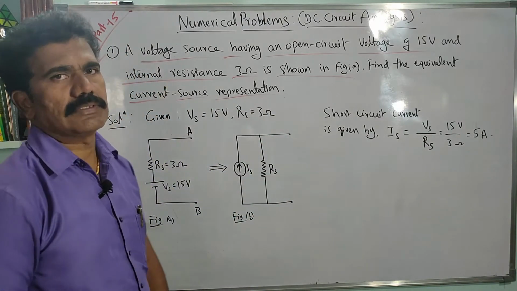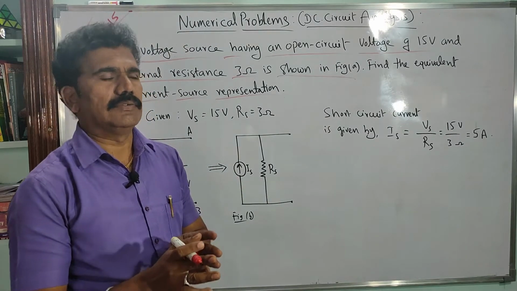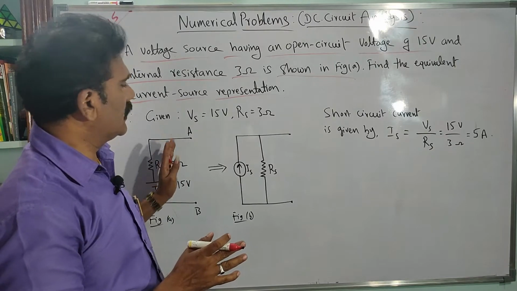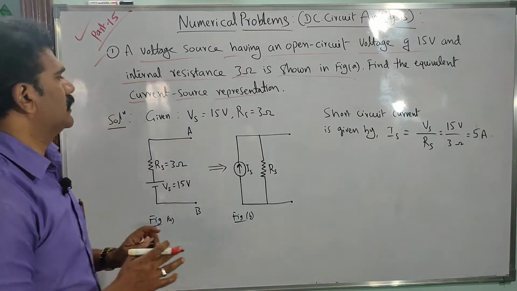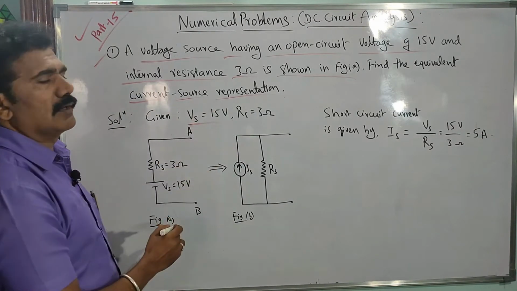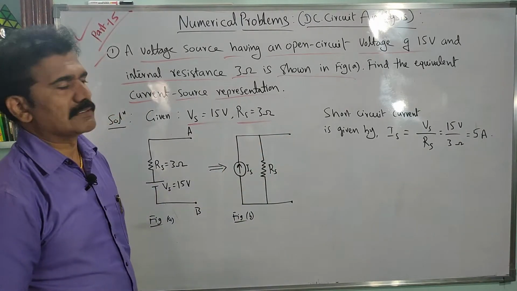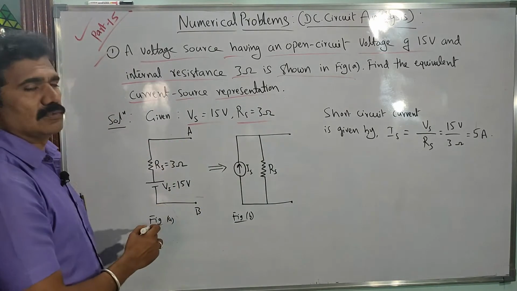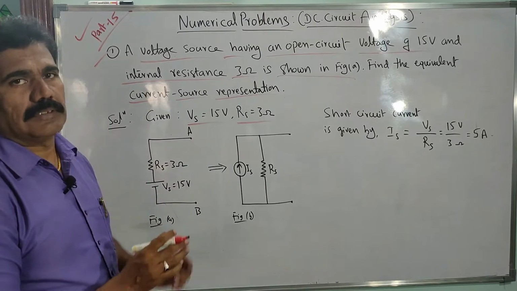We already discussed in the beginning what a voltage source is and what a current source is. Now the voltage source is given, and you have to represent the same thing in terms of a current source. That's it, a simple problem. Consider the given data: the voltage source value is 15 volts, and the internal source resistance is 3 ohms. It is connected normally in the voltage source in this manner. The terminals A and B are considered open terminals.